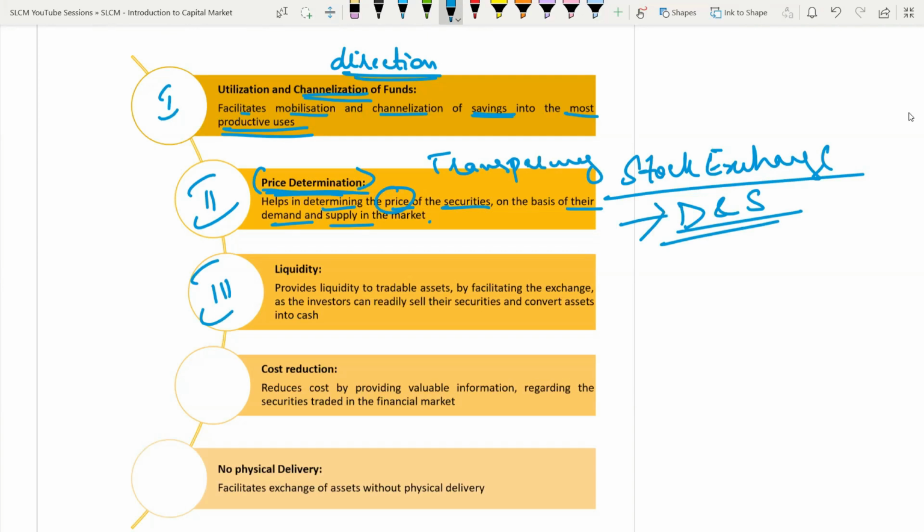Coming to liquidity. What is the meaning of the word liquidity? Liquidity clearly means how fast you can convert any particular asset into cash. How fast we can convert the asset into cash. That is known as liquidity, right? So the more liquid the assets, the better it is for the people who are holding that particular asset. Why is that? In case they are in need of emergency funds, okay, what will they do?